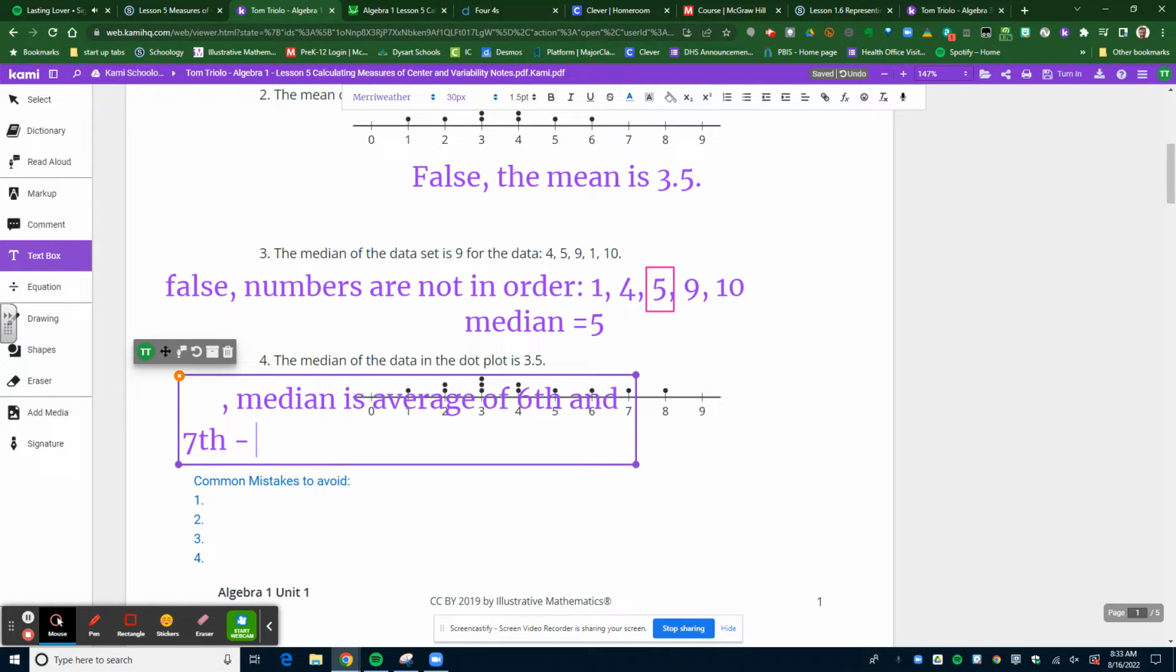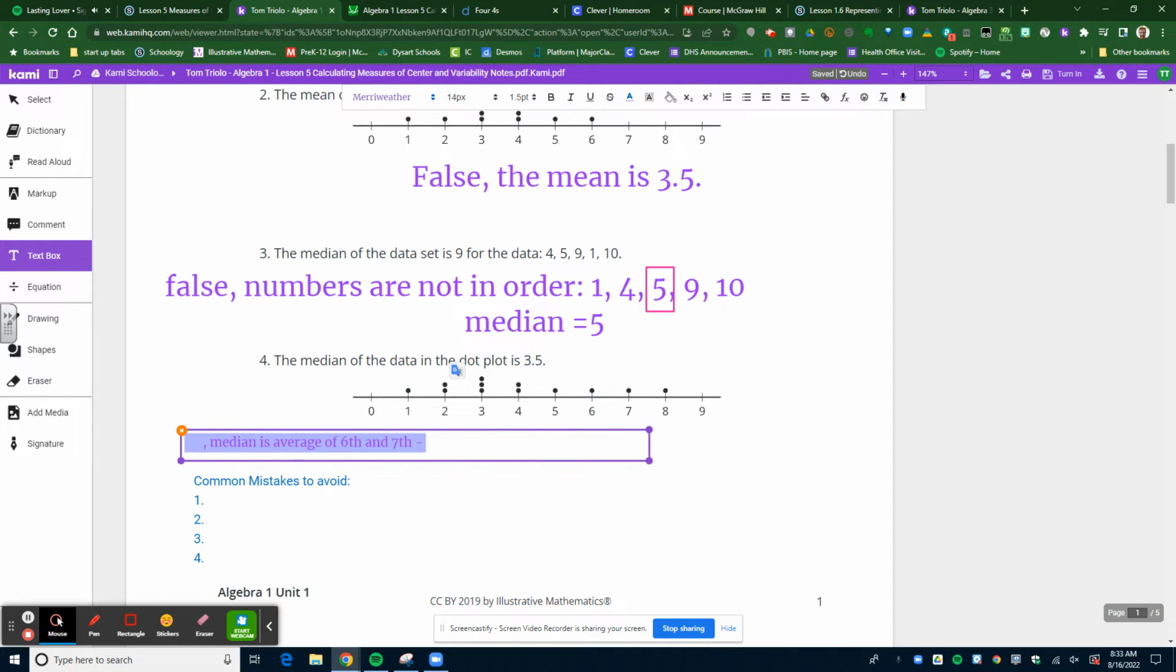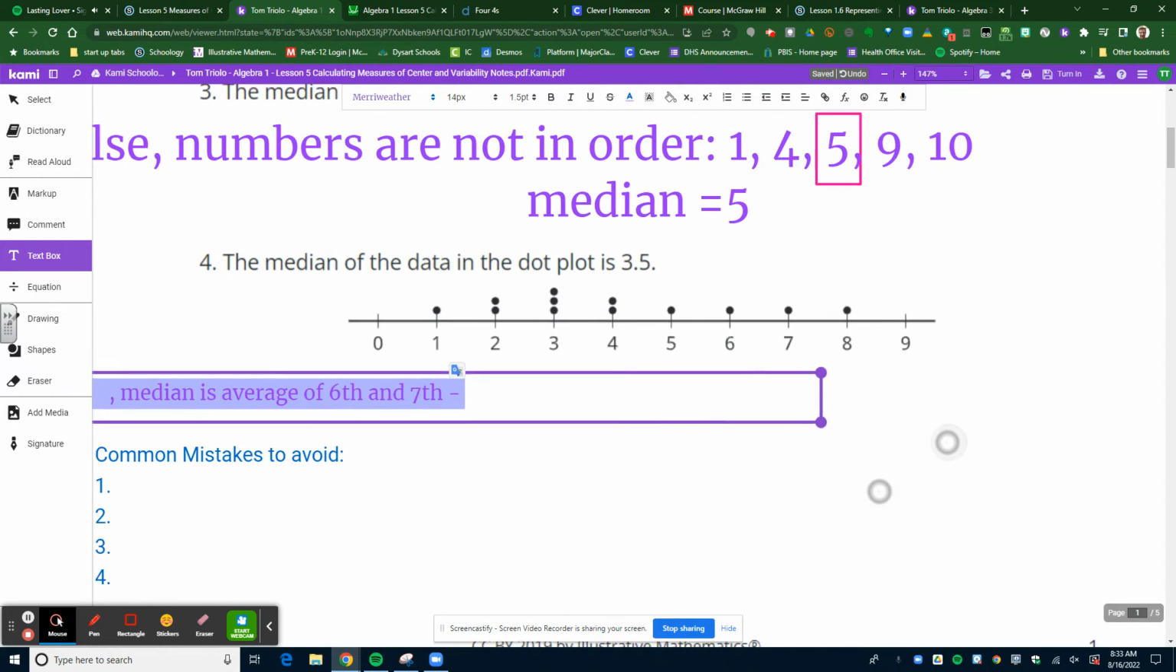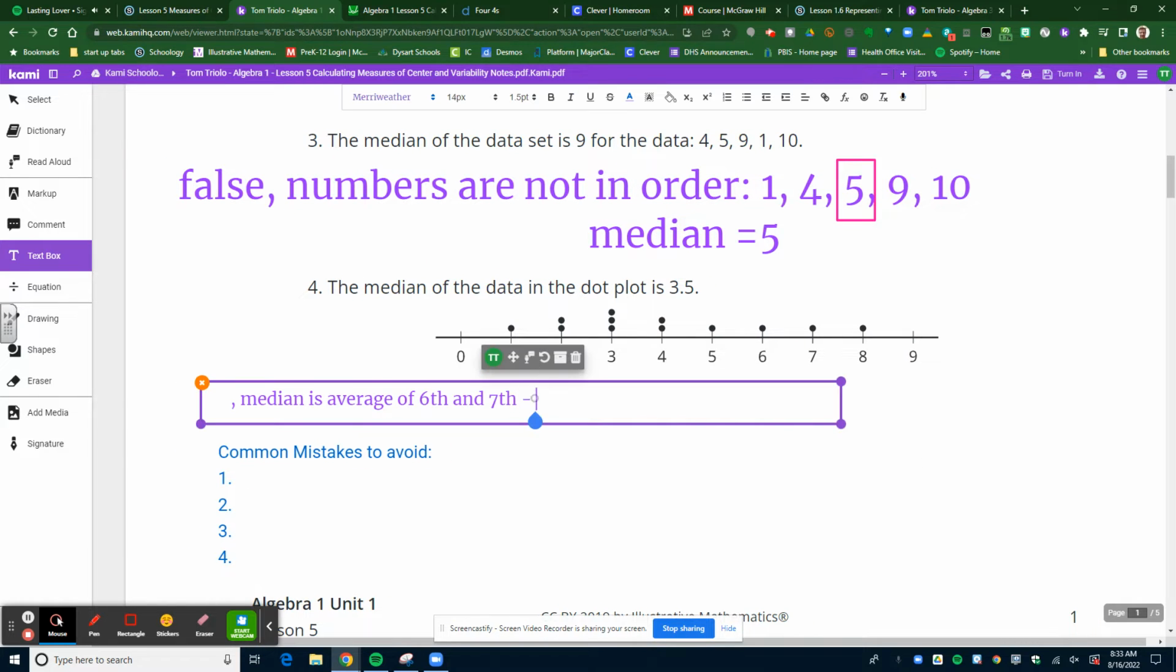I'm going to make these really big. Let's make this a little smaller. There we go. I'll make this bigger so you can see it. Okay.